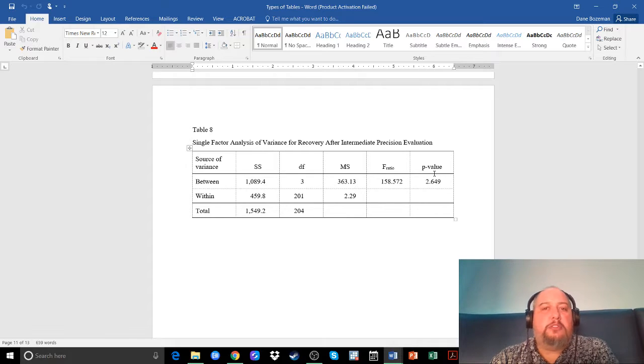Now there are other things that you can put in. You can put in confidence intervals. You can put in all kinds of information. The key, though, when you're building these tables, is to be in that dialogue with your chair and your committee and understanding where everybody's at.